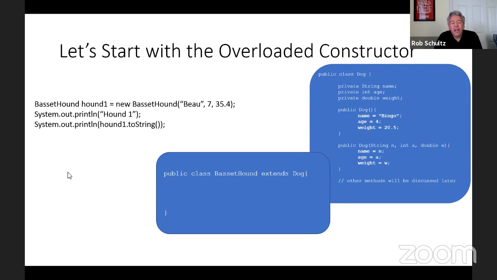And we're going to do this in our client. We want to create another Basset Hound object called Hound1. And this time we want to use the properties bow, 7, and 35.4. Now, I'm not a Basset Hound owner. I don't know if 35.4 is an appropriate age for a Basset Hound. That was a total guess, so sorry.